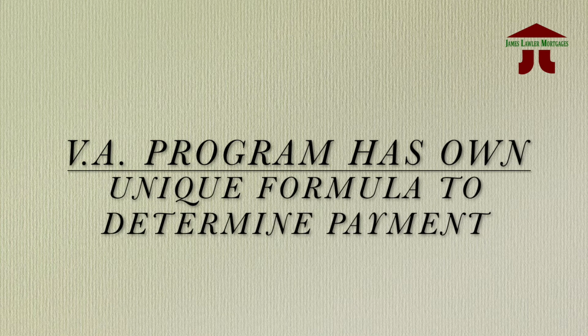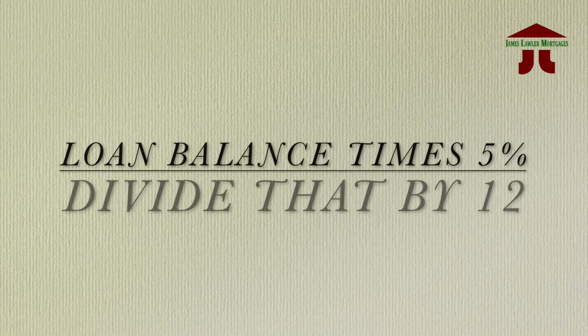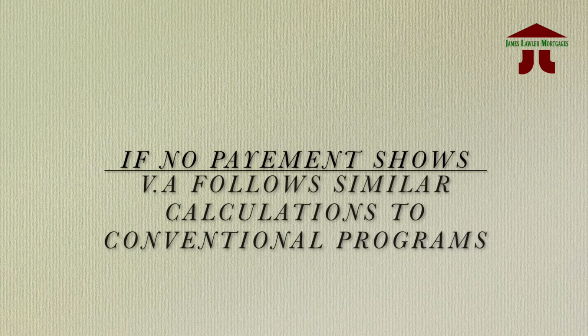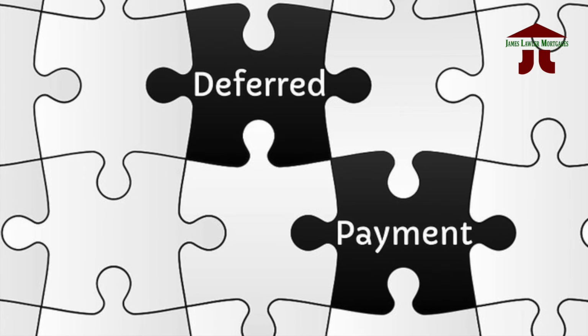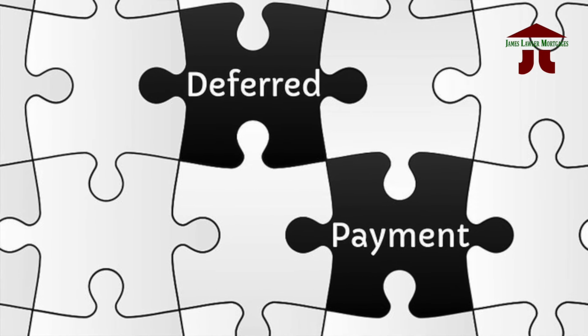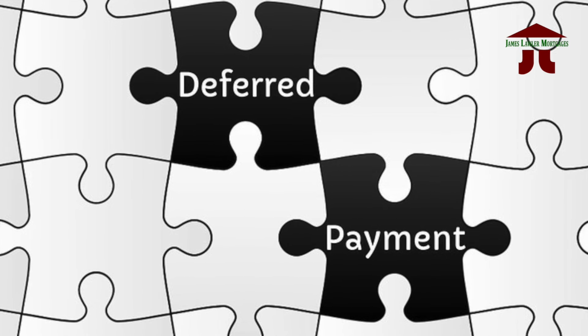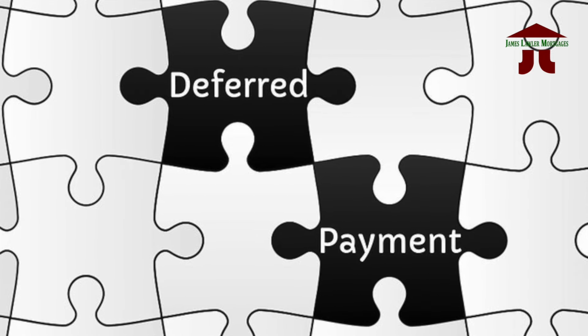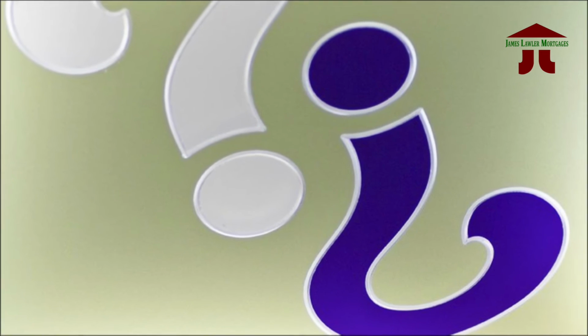Now, the VA loan program is unique because one of the calculations that can be used by your underwriter is based on a formula. Let's try it. Loan balance times 5% equals a number, divided by 12 equals a number, and then that's what the underwriter uses for your payment. If no payment is reported, the VA also follows a similar zero payment calculation like the conventional Fannie Mae loan program does. If you can document the student loan is in a deferment for 12 months beyond the date of closing, a monthly payment is not considered against your debt-to-income ratio.